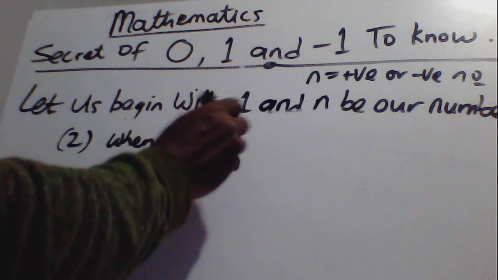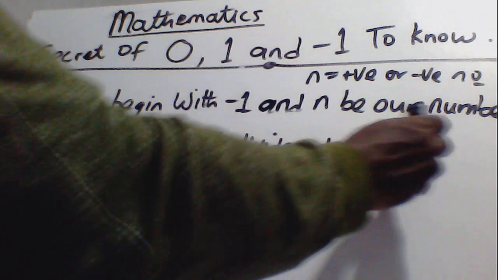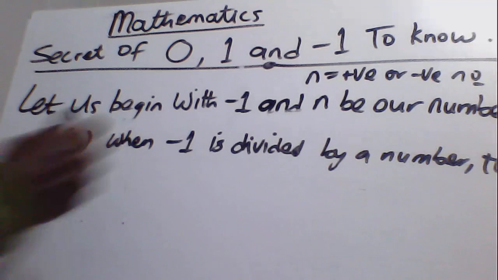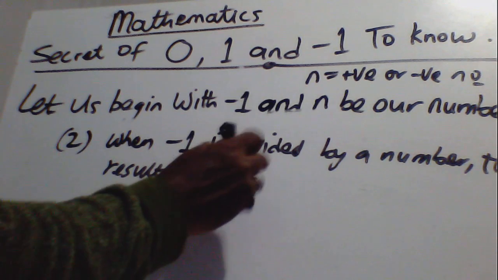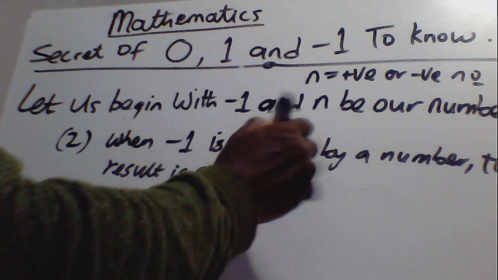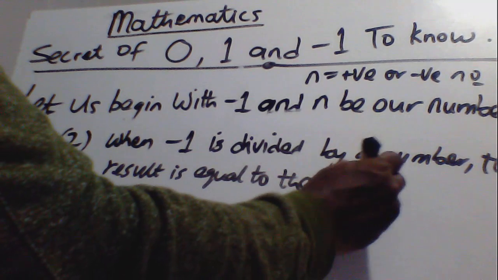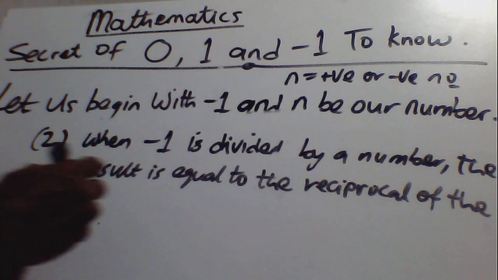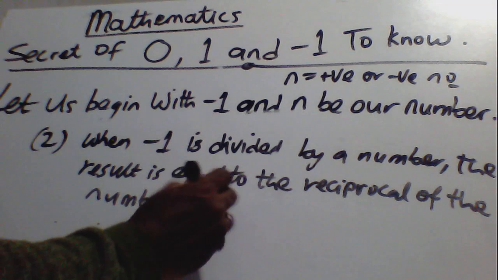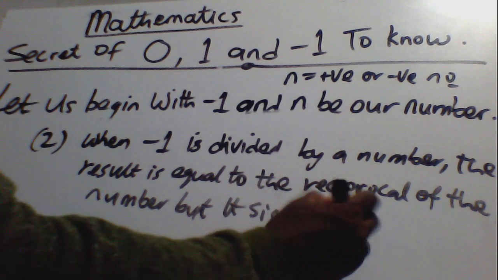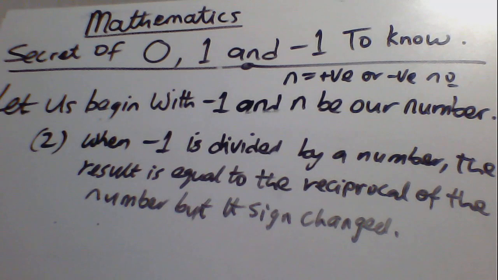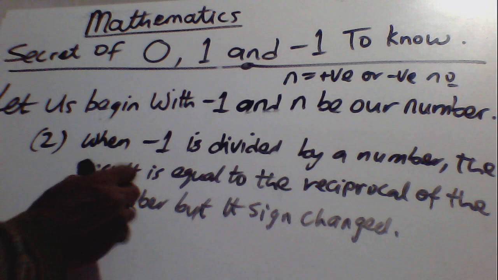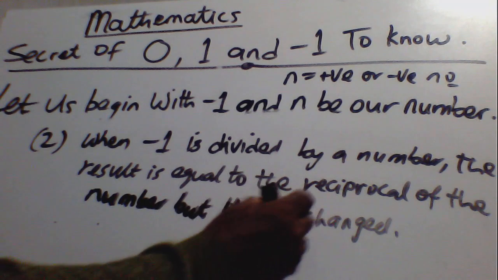When minus 1 is divided by a number, the result is equal to the reciprocal of the number, but its sign changes.